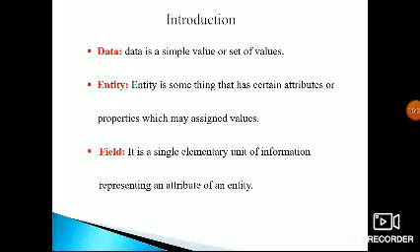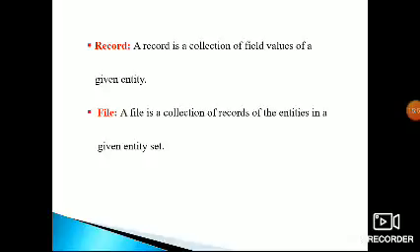A field is a single elementary unit of information representing an attribute of an entity. A record is a collection of field values of a given entity. We collect all the values of the given entity; that is called the record. What is a file? A file is a collection of records of the entity in a given entity set. So it links all of them.